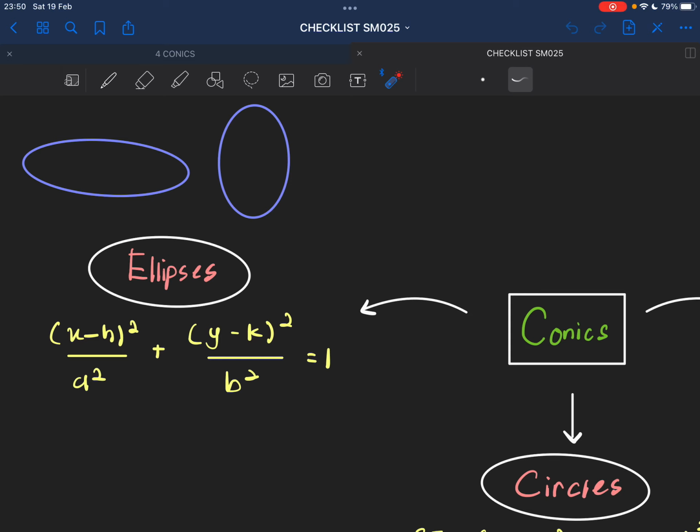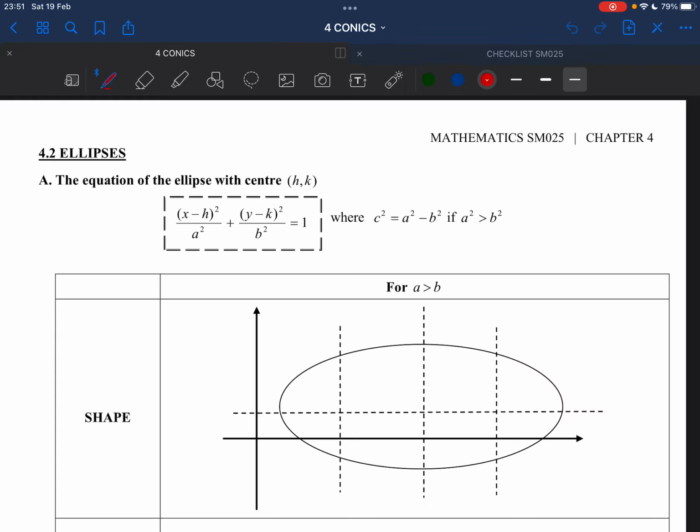As you can see from the equation here, we have (x minus h) squared over a squared plus (y minus k) squared over b squared equals 1. So for the horizontal shape, the difference is going to be the value of a and the value of b. For horizontal, your value of a is greater than b, but for the vertical one, your value of a is less than b. That is how you know the shape of your ellipse. So just look at the value of a and b.